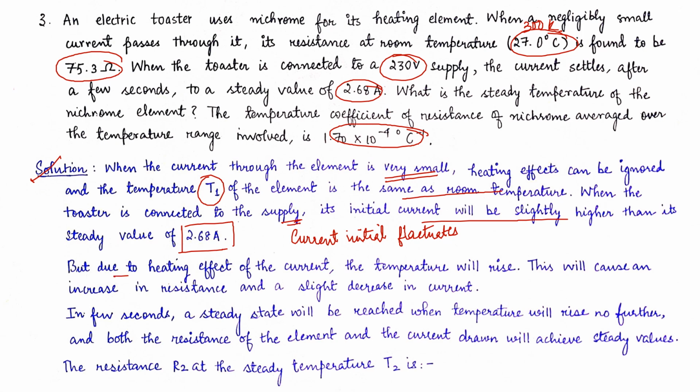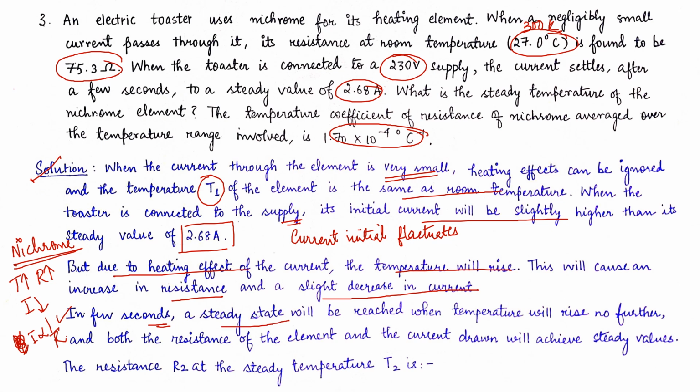But due to the heating effect of the current, the temperature will rise. This will cause an increase in the resistance and a slight decrease in the current. We have seen this property of nichrome when we were reading Ohm's law. As the temperature increases, its resistance also increases, so the current will decrease, because the current is inversely proportional to the resistance.